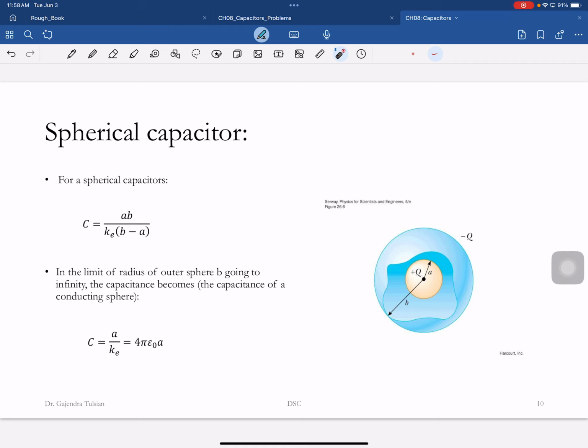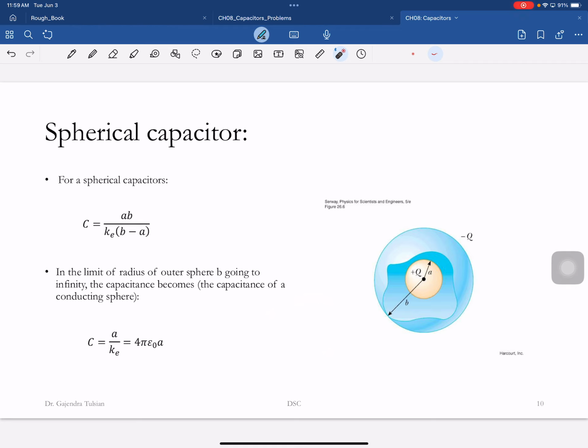Here's two concentric spheres. The capacitance of this is AB, where A is the radius of the inner sphere and B is the radius of the outer sphere, divided by Ke, the Coulomb's constant, times B minus A. Now what you can do is make the radius of the outer sphere go to infinity. So you're really making a capacitor out of a single sphere, and the capacitance of a metallic sphere is A over Ke.